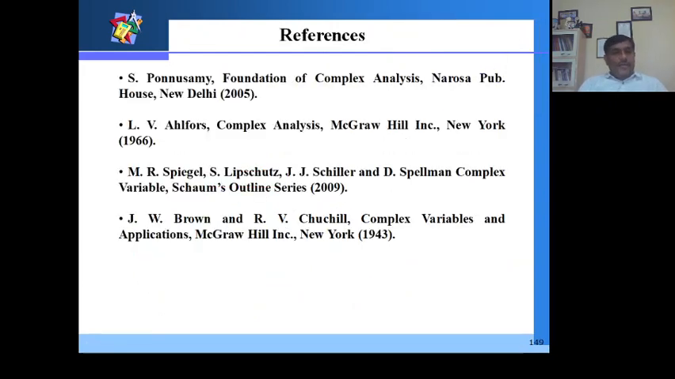For this, we can refer to the following books for basic complex analysis. That is, Ponnusamy's Foundations of Complex Analysis, and Ahlfors' Complex Analysis, McGraw-Hill, and for some examples related to complex variables, we can refer to the Schaum's Outline series. Also, for some of the important advanced topics in complex variables and applications, we can study Brown and Churchill. Thank you.